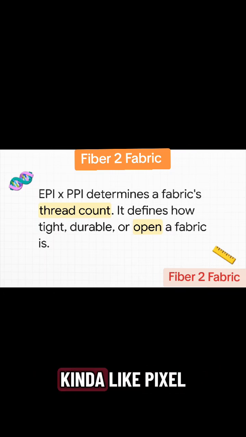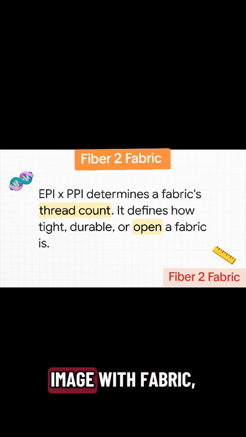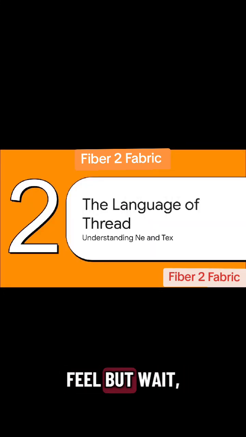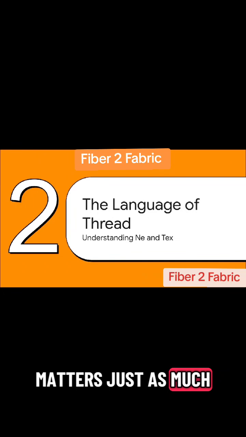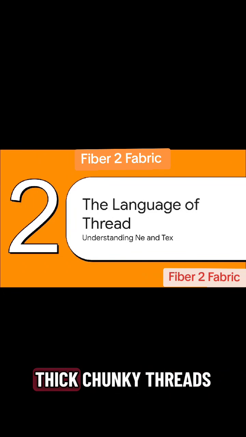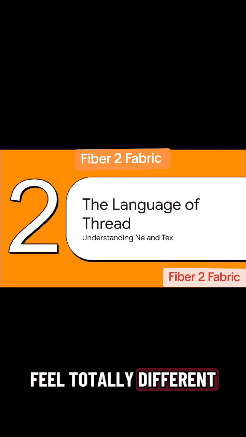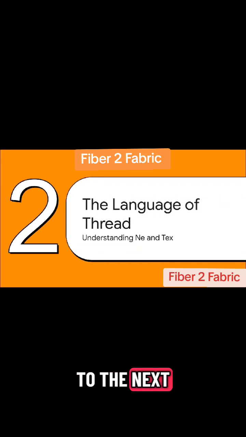You know, it's kind of like pixel density on your phone screen. The more pixels, the sharper the image. With fabric, the higher the thread density, the tighter and more solid the fabric is going to feel. But wait, density is really only half the story. The kind of thread you're using matters just as much. I mean, 100 thick, chunky threads packed into an inch is going to feel totally different from 100 superfine, silky ones. And that brings us to the next piece of our code, Ne and tex.